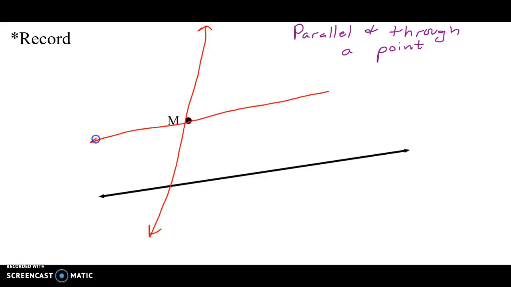And what does that basically create by copying that angle? It creates corresponding angles that are congruent. So therefore, the converse says that the lines will be parallel. That's kind of our plan, okay?